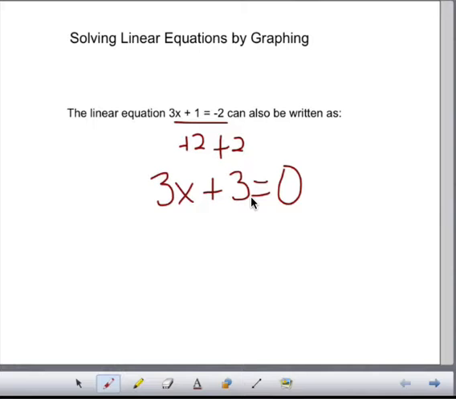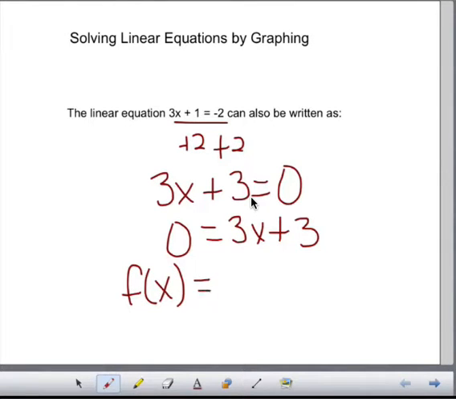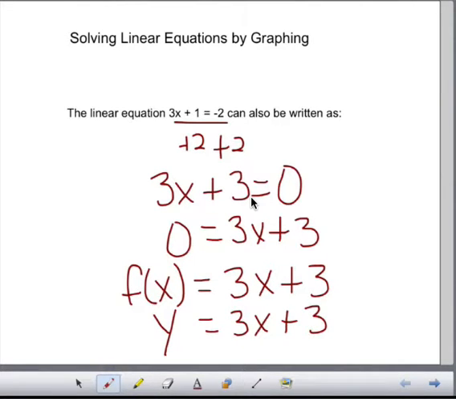We might even call that, when you saw that, you can call it the root. It's all just another way of saying it. I could turn this around and write it as 0 equals 3x plus 3. That's not changing anything. And then remember, we talked about function notation. We could write that f of x equals 3x plus 3. Okay, that's no different than me saying y equals 3x plus 3. Those are all different ways of writing that same equation.